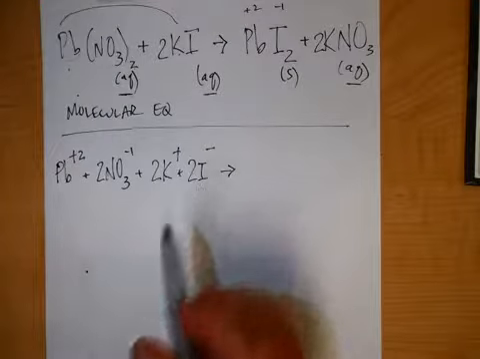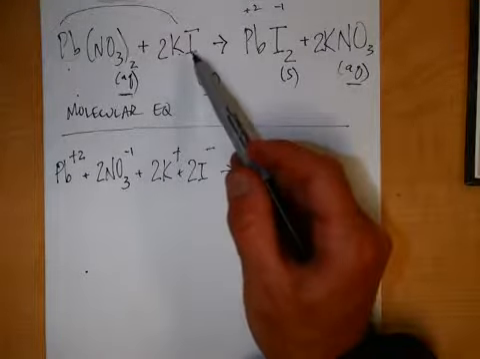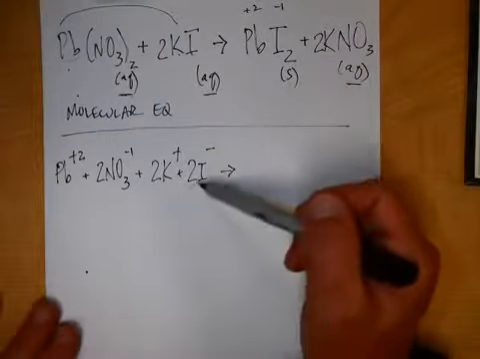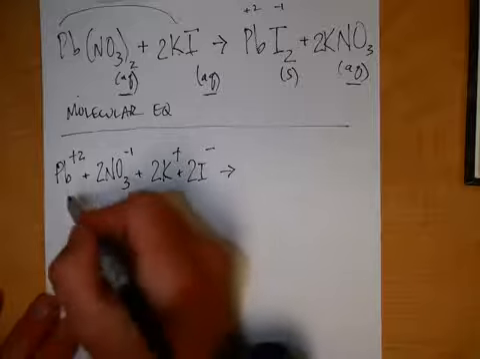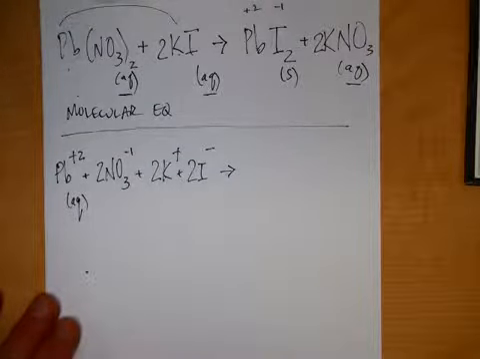How did I know to separate this? Well, I knew that KI was aqueous and that all potassium salts are soluble and all iodides are soluble except for silver, mercury, and lead. So it was soluble for two ways. I could put AQ below each one of these items if I wanted to.